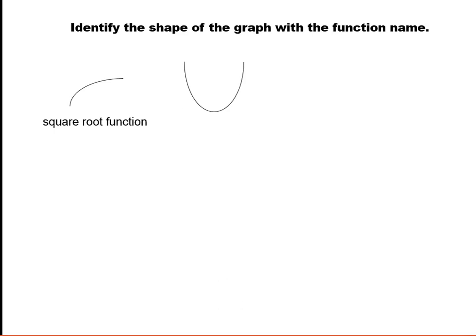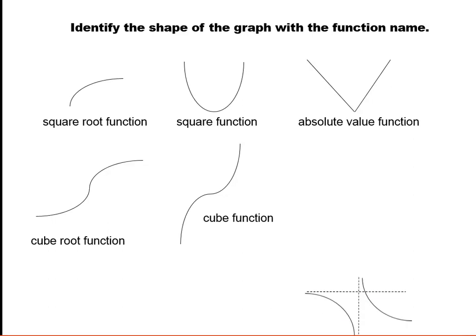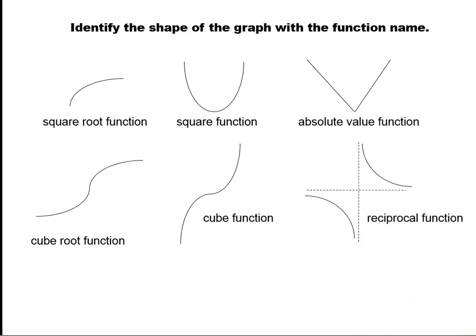What's the shape of this graph? What is the name of that shape? A parabola would be the shape, but that is the square function. Then we have the absolute value function, that V-shaped graph. And then this would be the cube root function. Now remember, the square root kind of looks like half of the cube root. Then our next shape, that would be the cube function. So y equals x cubed would be that shape. And then we would have the reciprocal function. So those are all the new shapes.